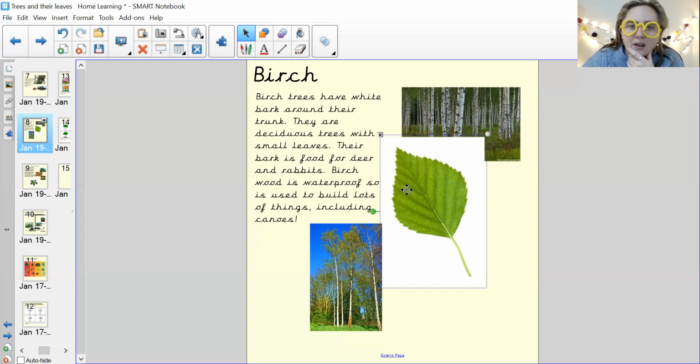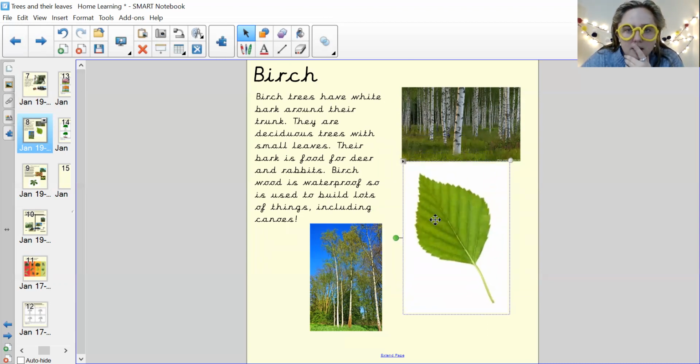Well, it's flat, it's big. What do you think? I think you're right. It's deciduous. Birch trees are deciduous. Well done. They have white bark, do you see, on their trunk. They're deciduous, and they have small but flat leaves. They're bigger than an evergreen leaf, but still quite small leaves.